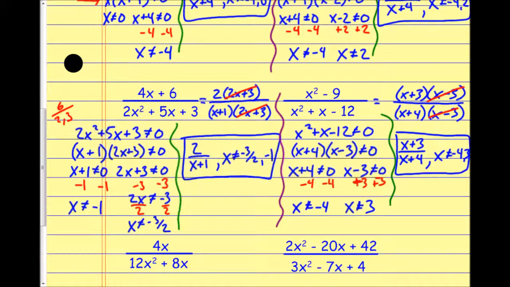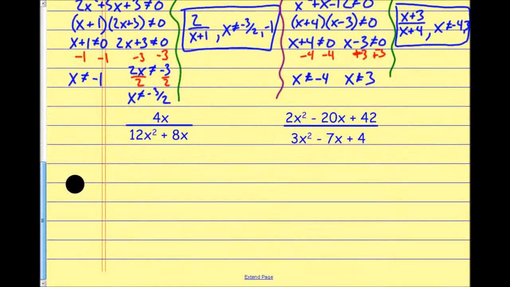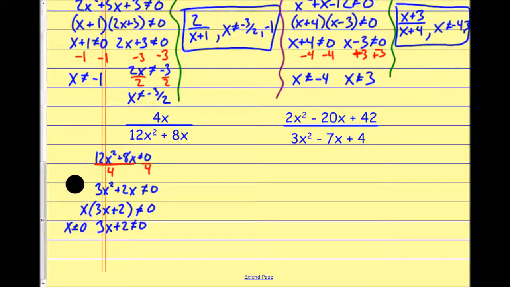The last two here, if I look at the first one, again, I'm setting this thing not equal to 0. I may notice that common factor of 4 that I can divide out, which leaves me with a 3x squared plus 2x. And now I can solve this by factoring. I factor the x out, leaves me with a 3x plus 2. I say that each of these factors cannot equal 0. The first one's already solved. The next one I have to subtract the 2 from each side. And then divide by the 3. So I've got my two restrictions here.